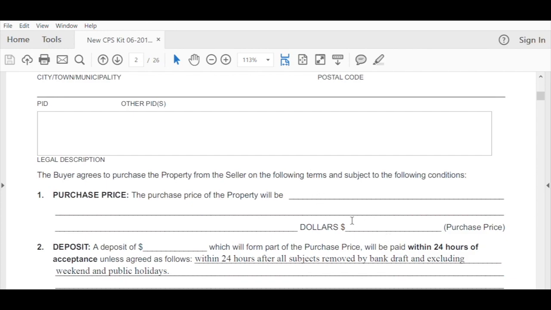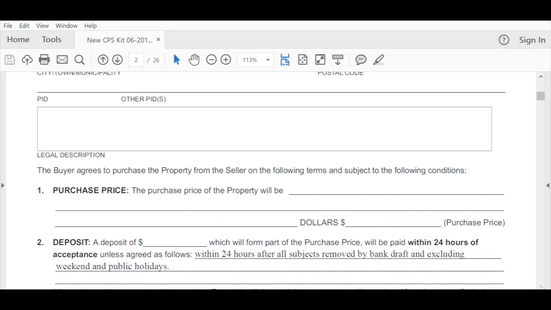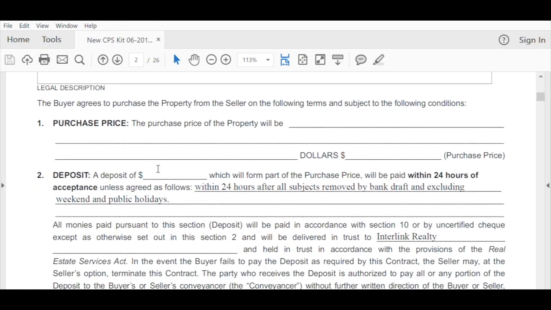Once you plug in the dollar value, it will automatically turn into English words. And then deposit, usually 5% of the selling price, and it will form part of the purchase price, will be paid within 24 hours of acceptance unless agreed as follows: within 24 hours after all subjects removed by bank draft, excluding weekends and public holidays.